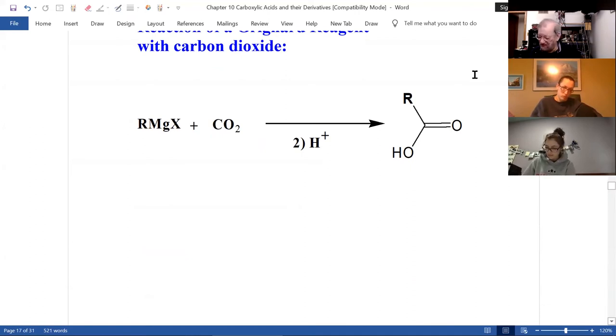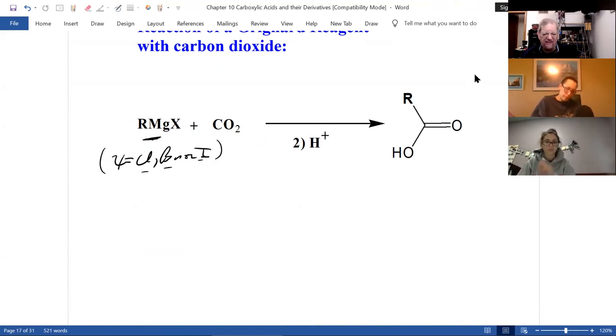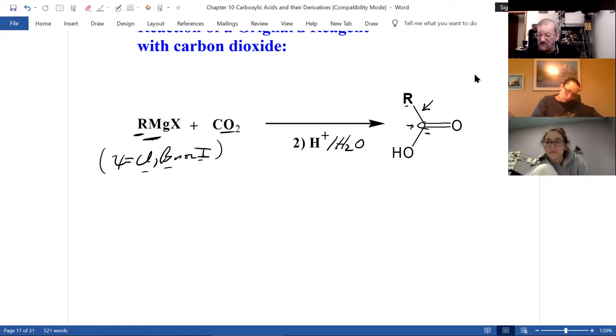Let's go through this one again. We take a Grignard reagent, where X is chlorine, bromine, or iodine, reacted with carbon dioxide, also known as dry ice, second step acid, and I should have had water here. You'll make a carboxylic acid that's one carbon longer than the R group you started with, R plus this carbon. And this is one of those special reactions, because a Grignard reagent will let you do that, in certain cases, to make a carbon-carbon single bond.